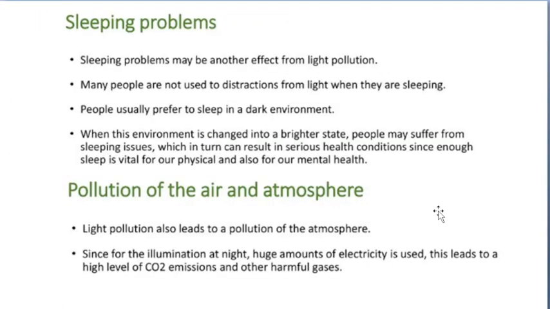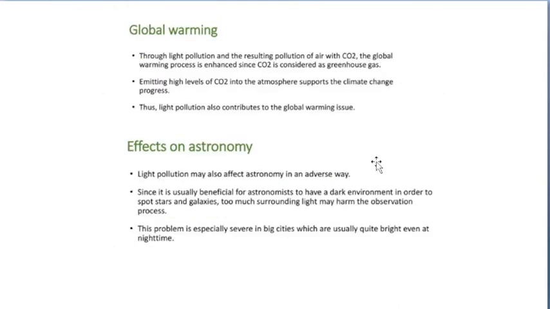Okay, so sleeping problems may be another effect from light pollution. Many people are not used to distraction from light when they are sleeping. People usually prefer to sleep in a dark environment, so it creates sleeping problems also. Then pollution of air and atmosphere is a common problem occurring due to light pollution. Since for the illumination at night, huge amounts of electricity are used, this leads to a high level of carbon dioxide emission and other harmful gases. Then it creates global warming.